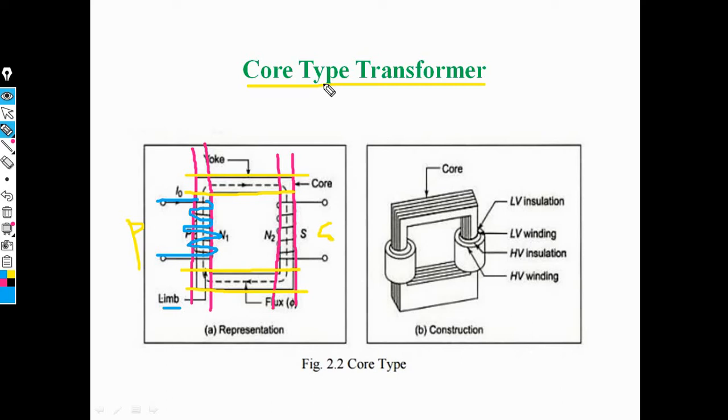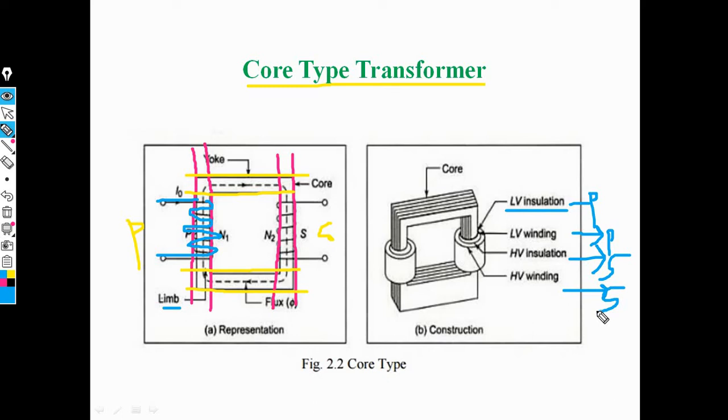That means a core type transformer is defined as the winding placed on the limb section. Okay, now this is the construction diagram of the transformer. Low voltage winding is called the primary winding. LV indicates the low voltage side, and HV indicates the high voltage, the secondary side. Okay, now this is the secondary winding, called the high voltage winding, and the LV winding is called the primary winding.